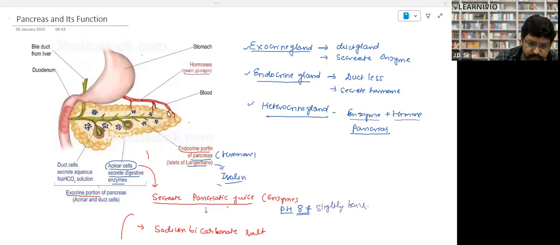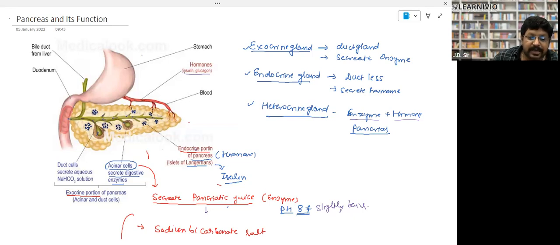So look, this is the stomach. This is a blood vessel which takes away insulin and glucagon hormones, which are secreted by this. Pancreas is made up of two kinds of cells. You can see there are these blue color cells. They are called endocrine cells, right? They are the endocrine portion of pancreas, right?